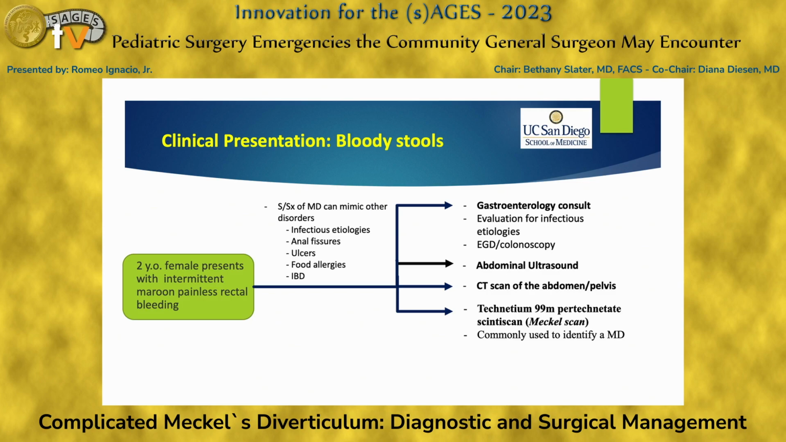So going back to our scenario, you have a patient that has bloody stools. You've done your Meckel scan. You've done your GI consult. Sometimes it's still negative. In the literature, they've talked about small bowel follow-throughs and capsule endoscopy. They're probably working up for other etiologies. None of those are specific for Meckel's diverticulum.